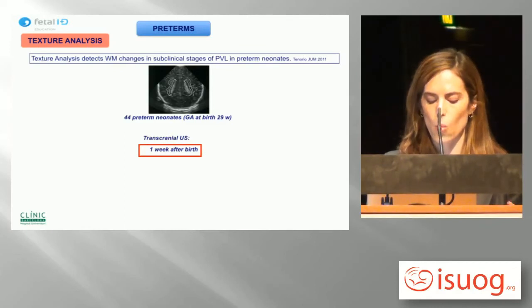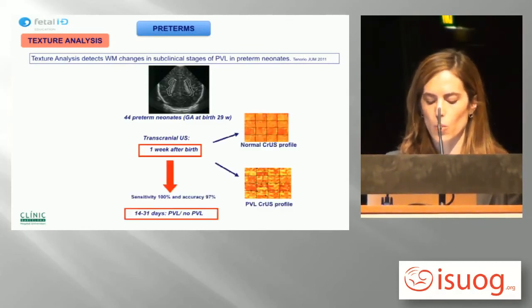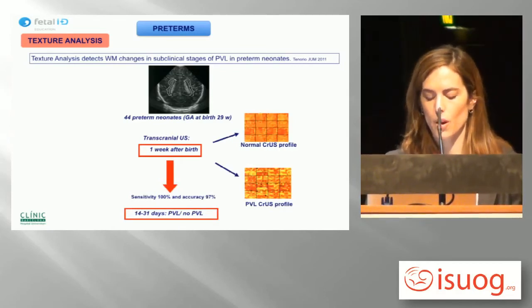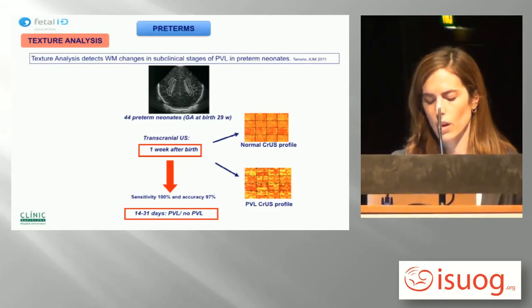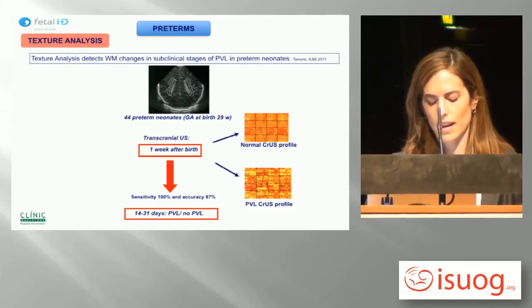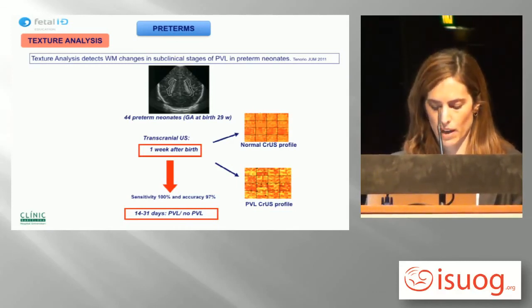One was made 1 week after birth, and the second one was performed at an average of 14 to 31 days after birth. From the ultrasound that we obtained 1 week after birth, we traced different regions of interest and we used the software to obtain texture analysis. We detected whether these babies had periventricular leukomalacia or not using standard clinical criteria in the second scan. And we assessed the prognostic value of texture analysis to detect whether these babies were going to have periventricular leukomalacia or not.